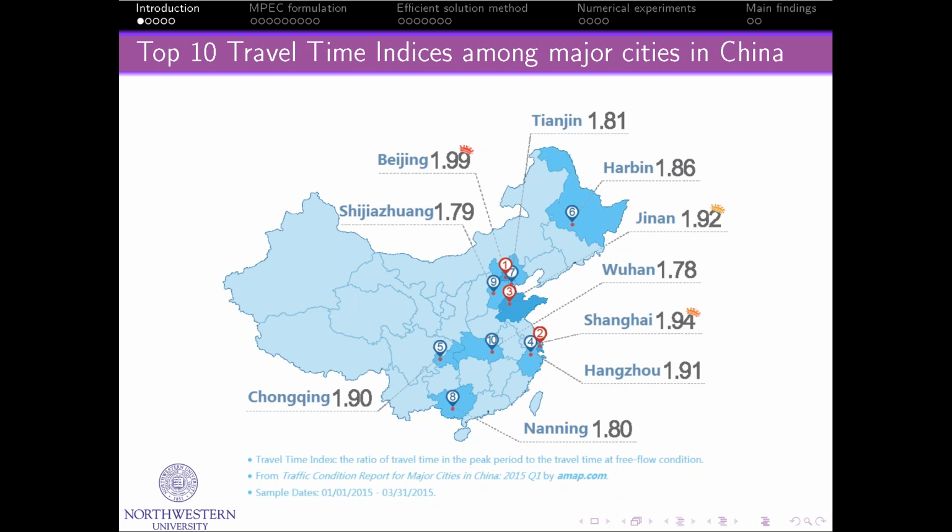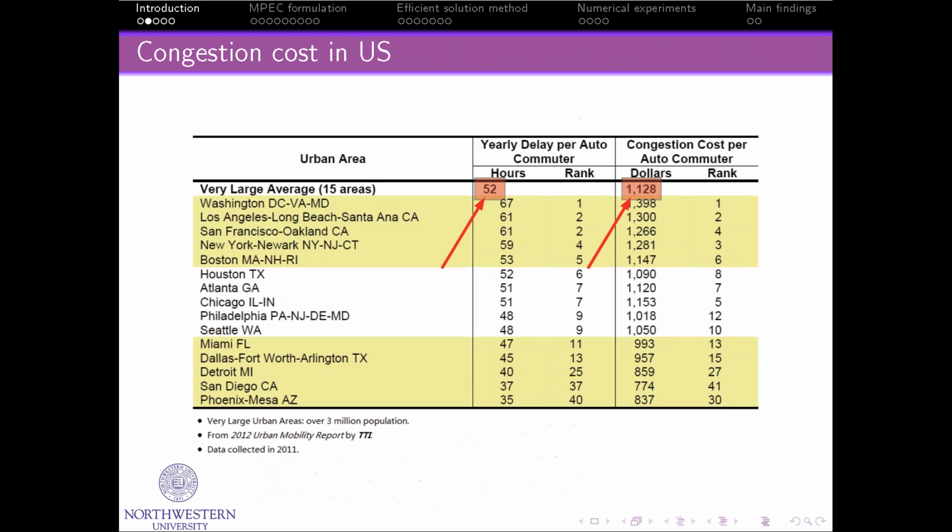The travel time index is the ratio of the peak period travel time to the travel time at a free flow condition. So we can see that big cities like Beijing and Shanghai have suffered a lot from traffic congestion during the peak period.